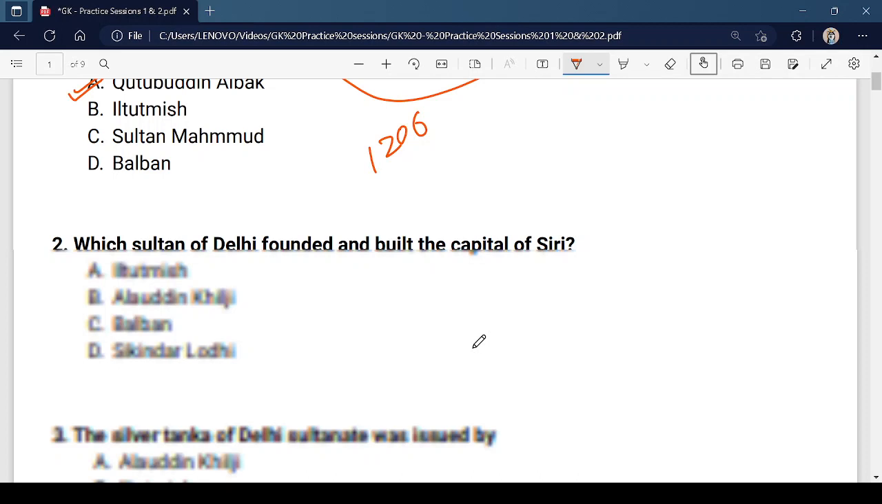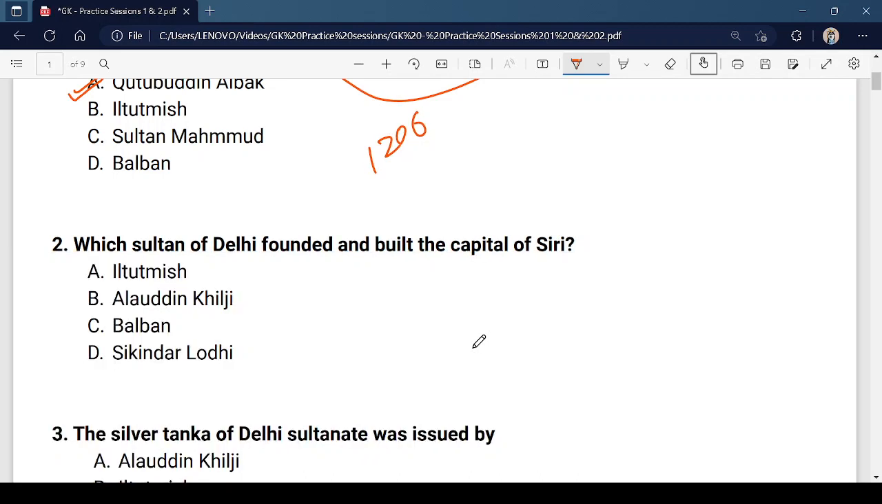Next question. Which Sultan of Delhi founded and built the capital city of Siri? The right answer is Alauddin Khilji. As you all know, he was the best known of the Khilji dynasty, one of the powerful rulers and Sultans of the Khilji dynasty.